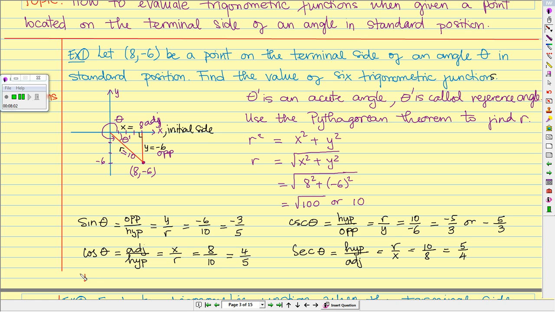So let's look at the next one, which is tangent. It's opposite over adjacent.